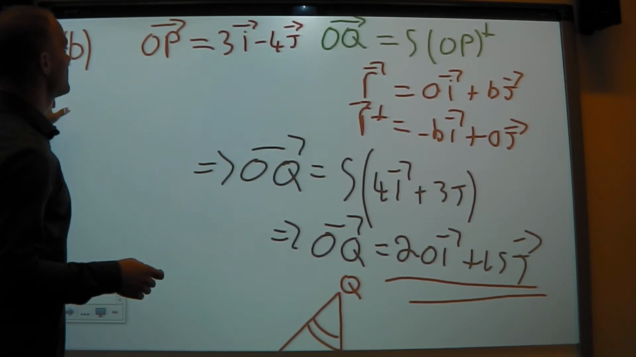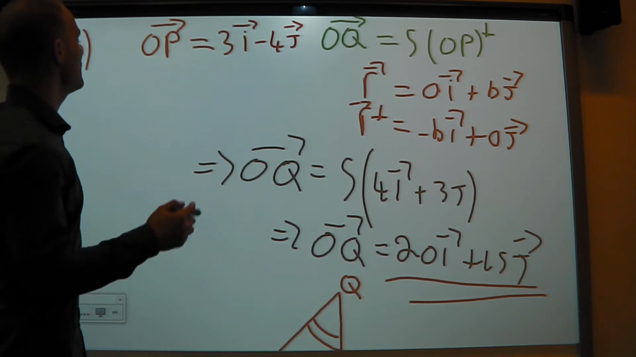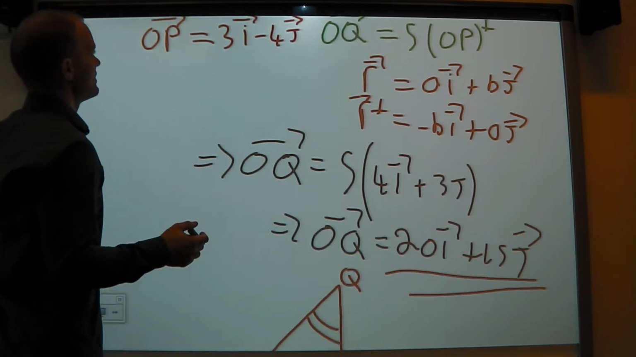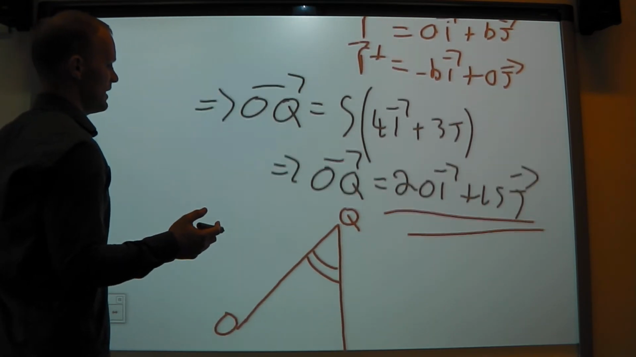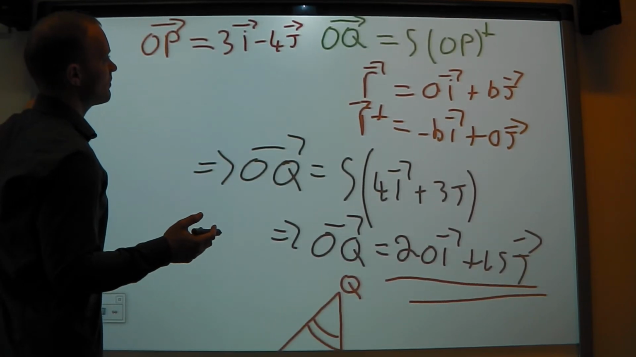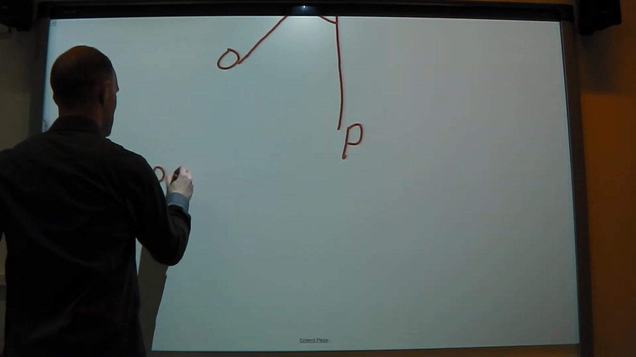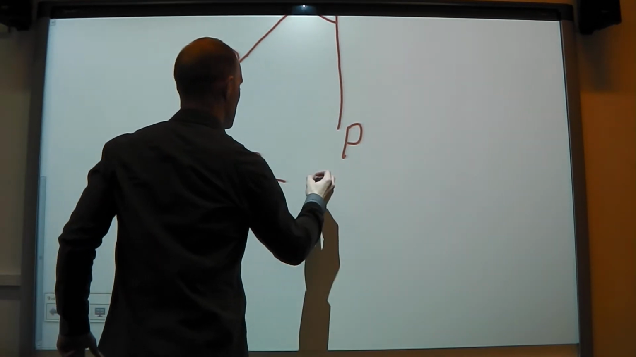Well, we want to find QP, and this is the p vector here, because as we know, OP is the same as p. So the PQ vector is the same as the p vector minus the q vector, or it's the same as the q vector minus the p vector. So we'll find the PQ vector. PQ vector is equal to the q vector minus the p vector.